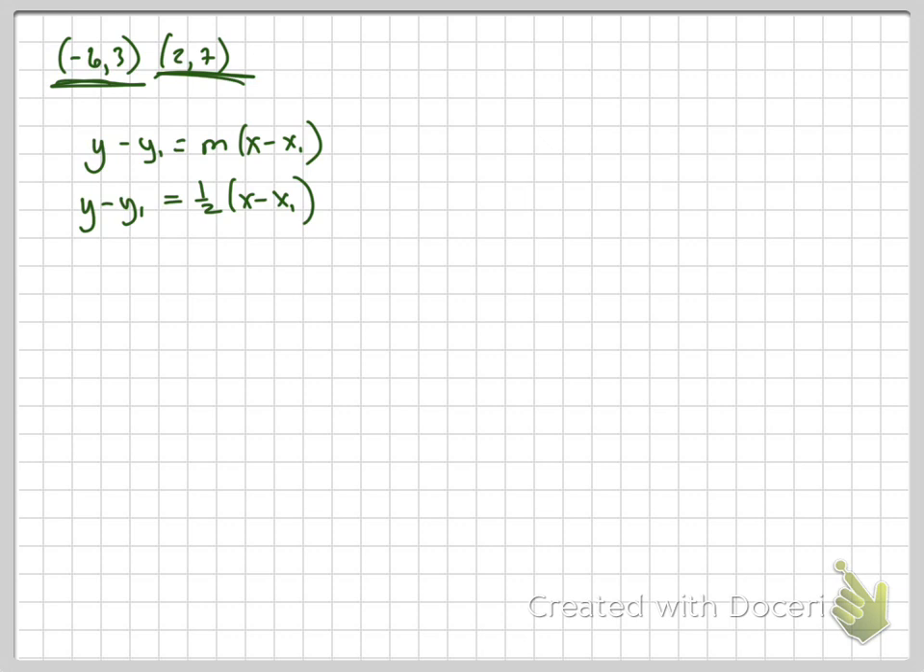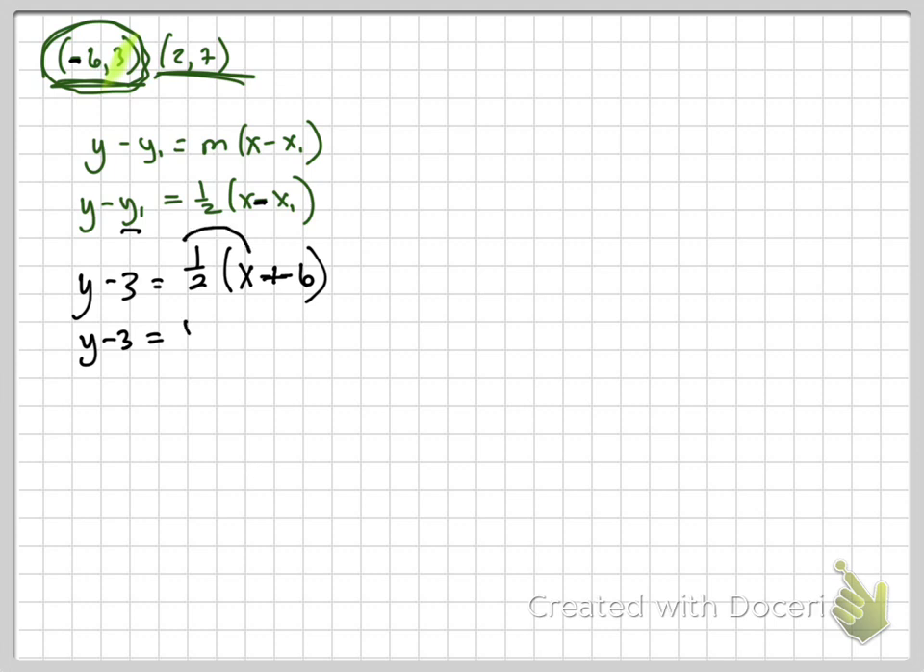Okay, so this time I'll use this point. So I'm going to plug the 3, which is my y value, in for here. So now I have y subtract 3 equals 1 half times x subtract a negative 6. There's my subtract a negative 6. And subtract a negative means add, correct? So now I'm going to go y subtract 3 equals, I'm going to do the distributive property, 1 half times x is 1 half x. And 1 half of a positive 6 is a positive 3.